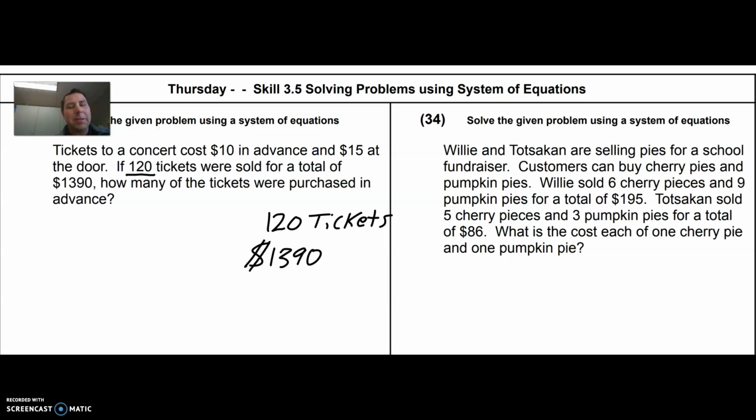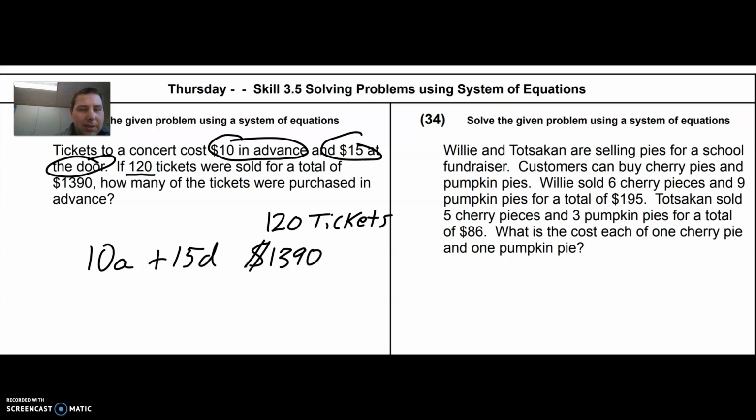The one that is pretty evident is the $10 in advance and the $15 at the door. Because if I have $10 for every advance ticket, I'll label that A, plus $15 for every door ticket, D, whatever combination of A and D that is, it has to add up to $1,390. And therefore, I have one equation. That is one of my constraints. Whatever A and D are, it has to be $1,390.